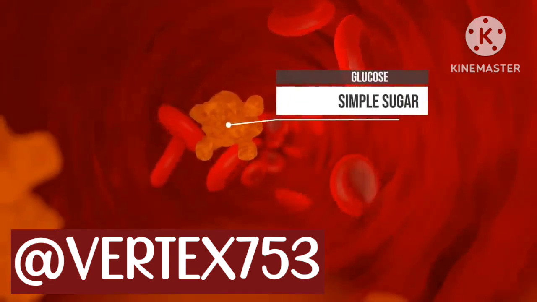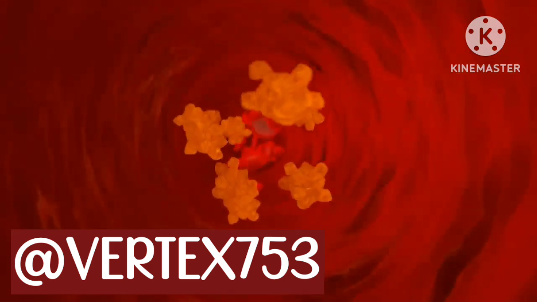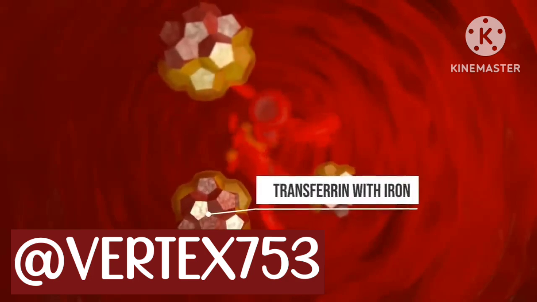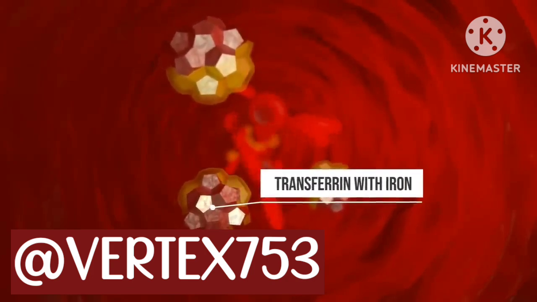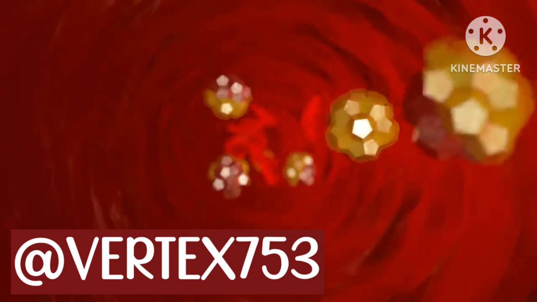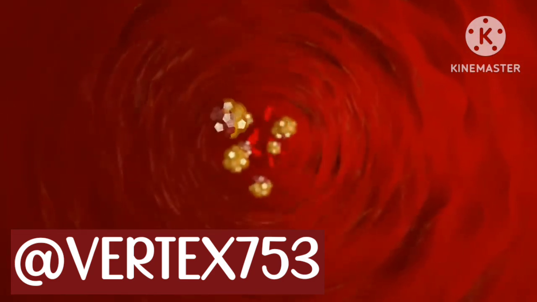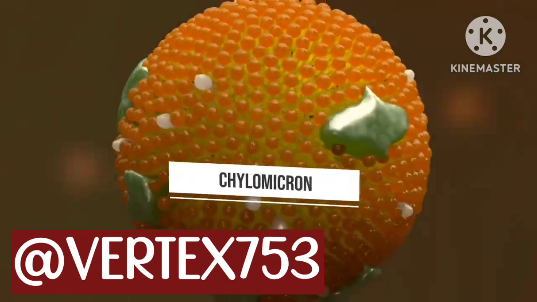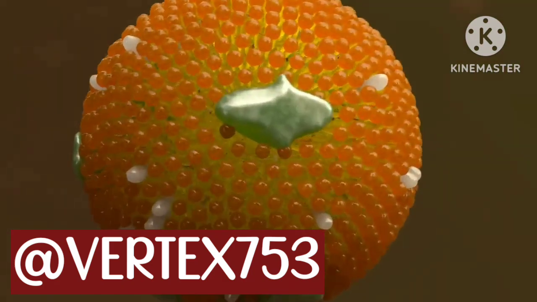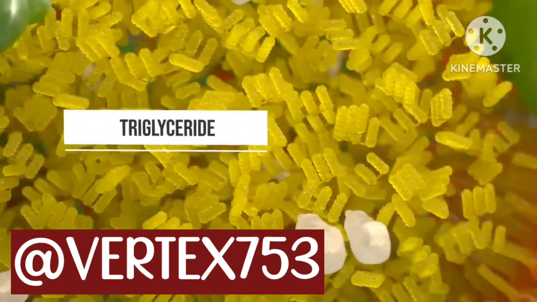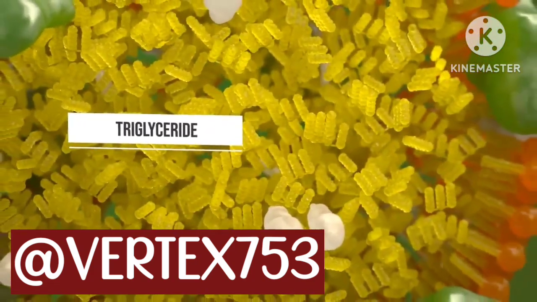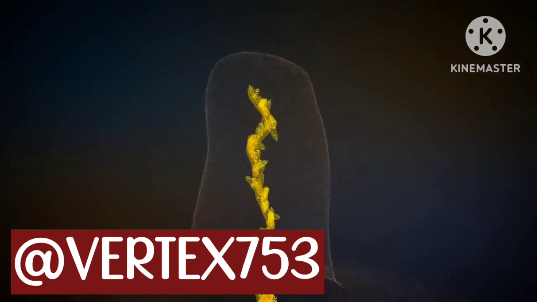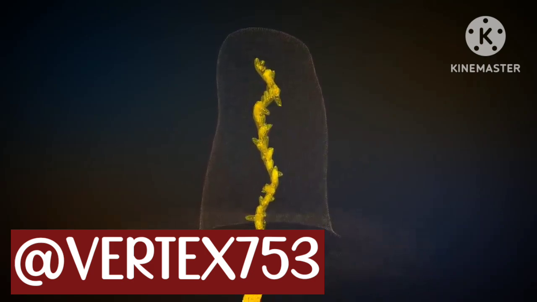Some nutrients, such as glucose, do not require a carrier. They are transported freely in the bloodstream. Other nutrients, such as iron, require transport proteins like transferrin. Fats are transported by chylomicrons, which are lipoproteins. The triglycerides to be transported are virtually enclosed in the lipoprotein. Chylomicrons and triglycerides are then transported through the lacteal of the villus.